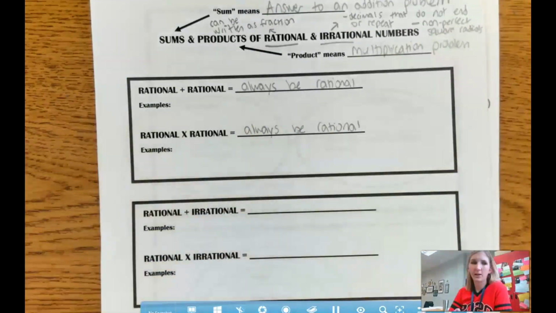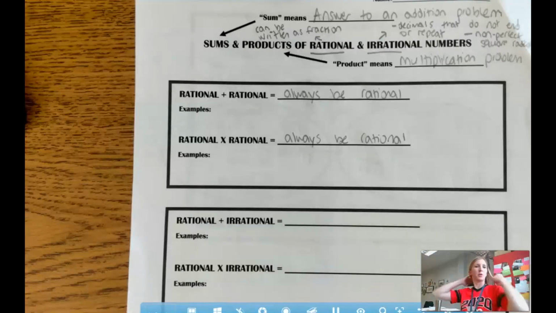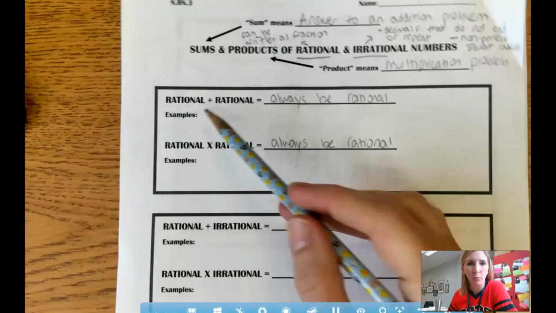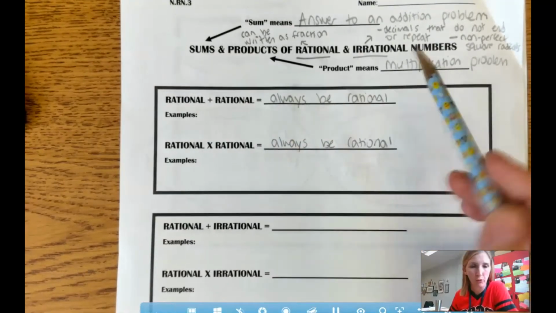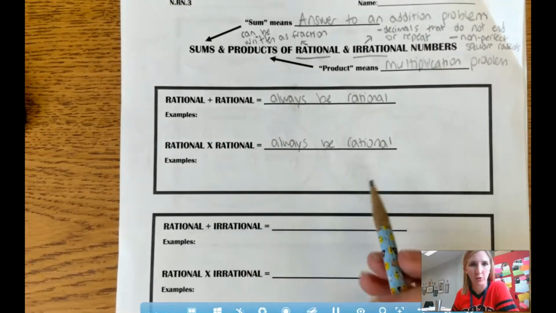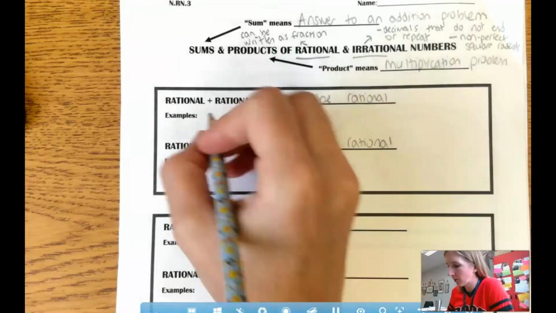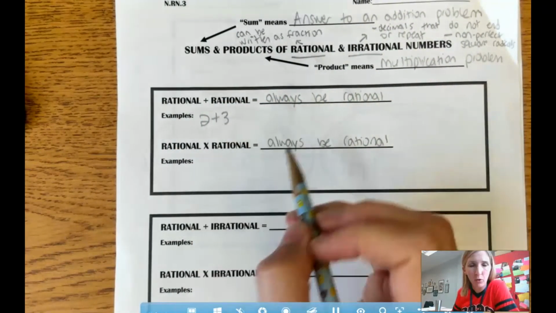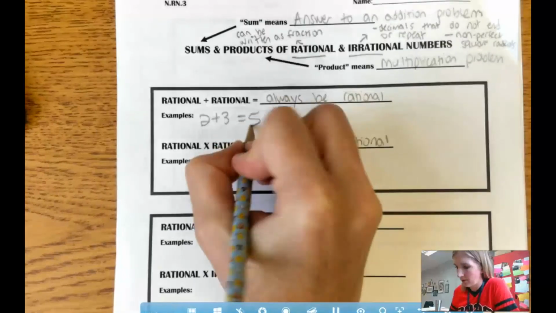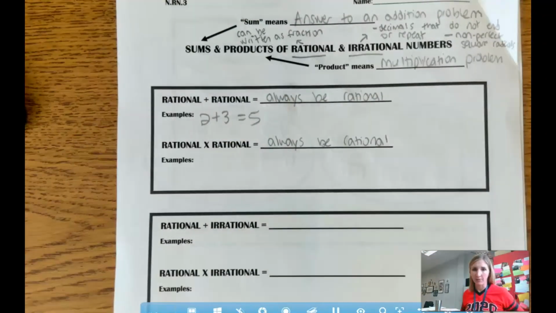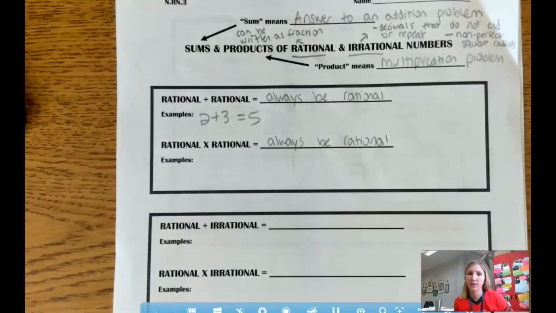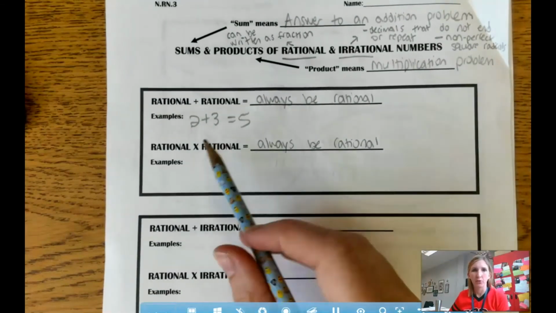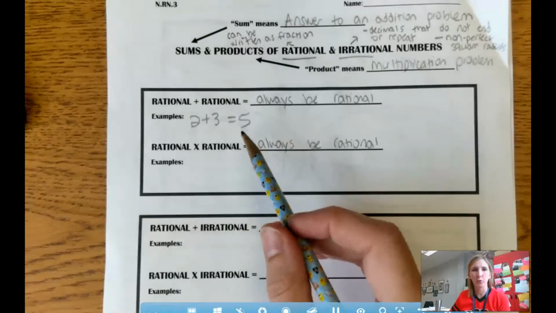So we know that the sum, rational plus rational, will always be rational, and the product will always be rational as well. So take, for example, 2 plus 3. 2 is a rational number, and so is 3. When I add them together, I get 5. 5 is also a rational number.